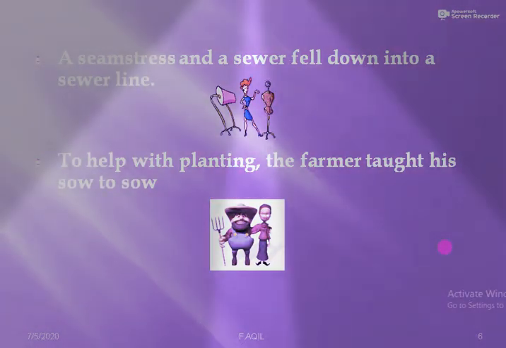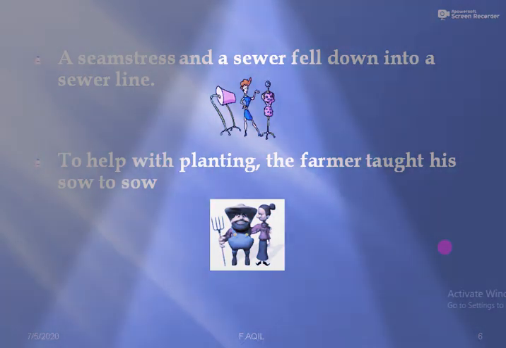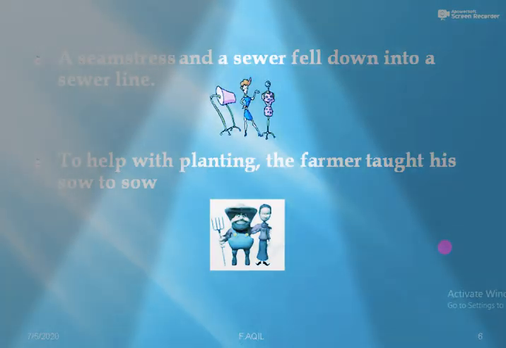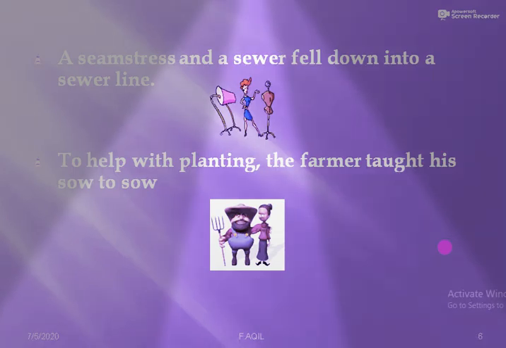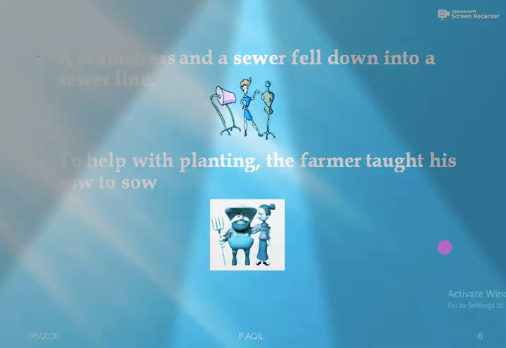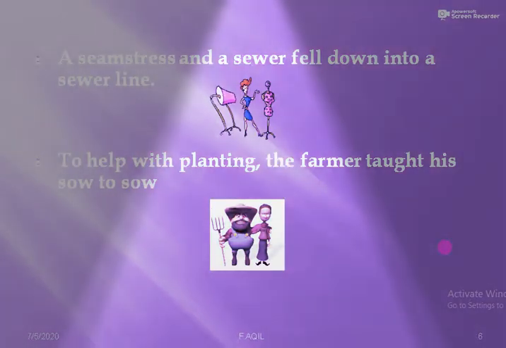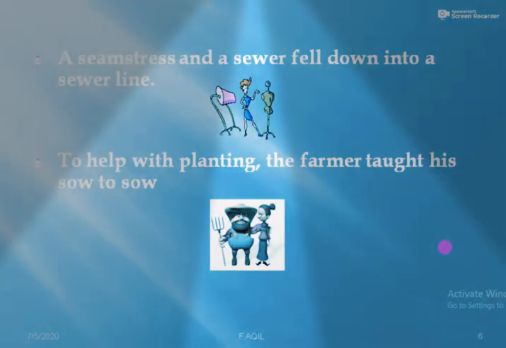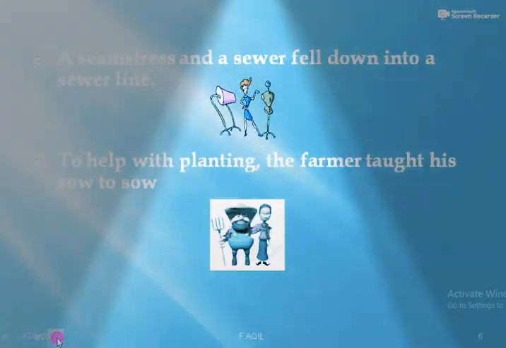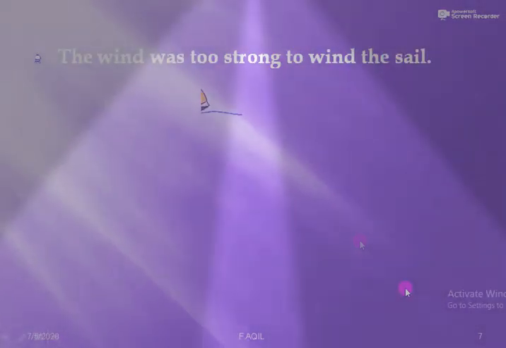The next one, to help with planting, the farmer taught his sow how to sow. Now we have a farmer and we have the action of planting. So the farmer teaches his female animal, which is a sow, how to sow, that is how to dig the ground and prepare it for planting. So we have two words here, sow and sow. One is a noun and the second one is a verb. Now the next one.